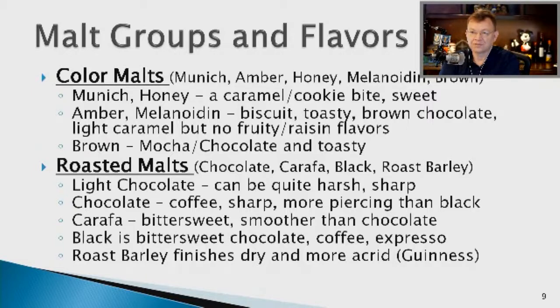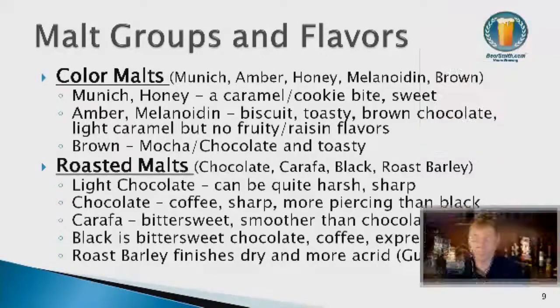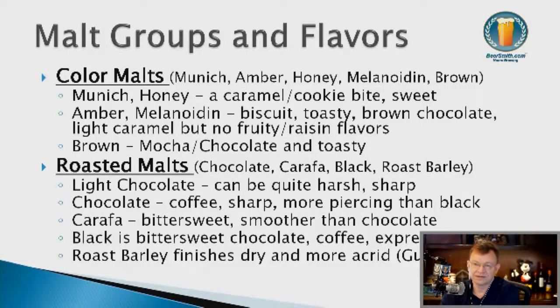The colored or kiln malts include Munich, amber, honey, melanoidin, and brown malt. They tend to have a little bit lighter flavors, but they don't pick up a lot of the fruit flavors that you have from something like a caramel malt. So if you want the toasted cookie without the caramel flavor, you want to use a colored or kiln malt. Munich and honey malts give you a caramel or cookie bite. You can even make cookie recipes. I've had recipes that taste like cookies that use just a huge, large portion of this.